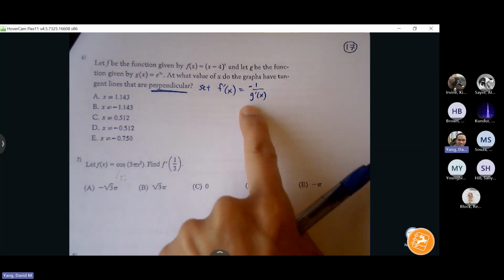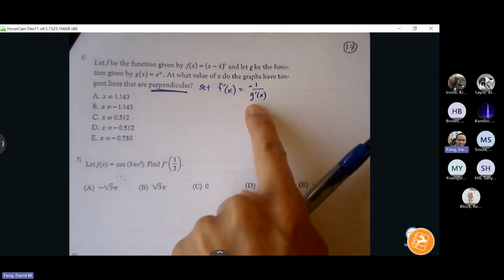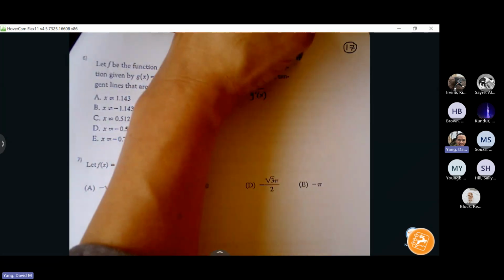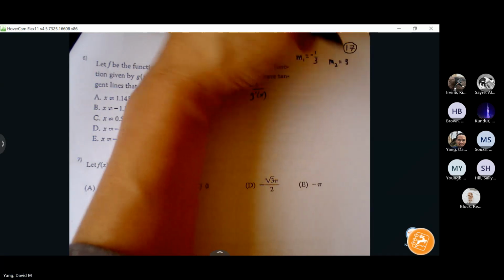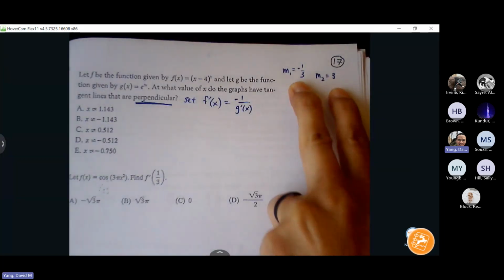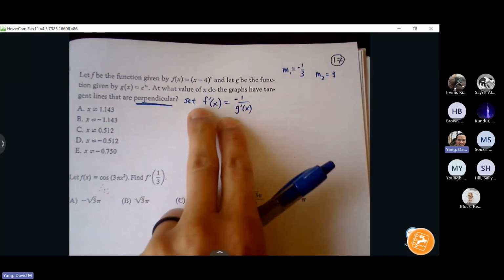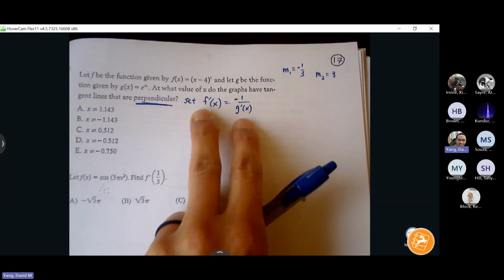We're going to create this scenario here, because we know that slopes are perpendicular if they're opposite reciprocal. So for instance, if I have a slope of negative 1/3 and a slope of 3, then we know these two are going to create 90-degree angles because they're opposite reciprocal. That's what we're going to do to start off, but either way, we have to get to our g prime and f prime before we do anything else.